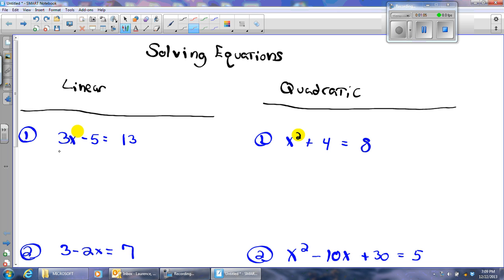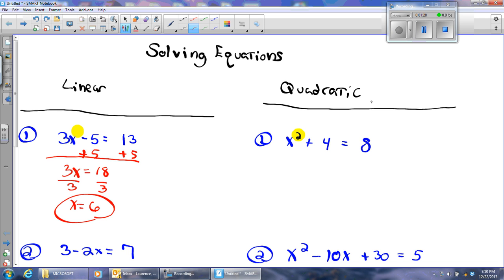All right, so for example, number 1, we're going to add 5 to both sides, right? Because we listened to Saddam. So 3x will equal 18. And then to get x alone, we're going to divide by 3, and x is going to equal 6. And there's our solution. But on this one here, the quadratic one, we can't do that.